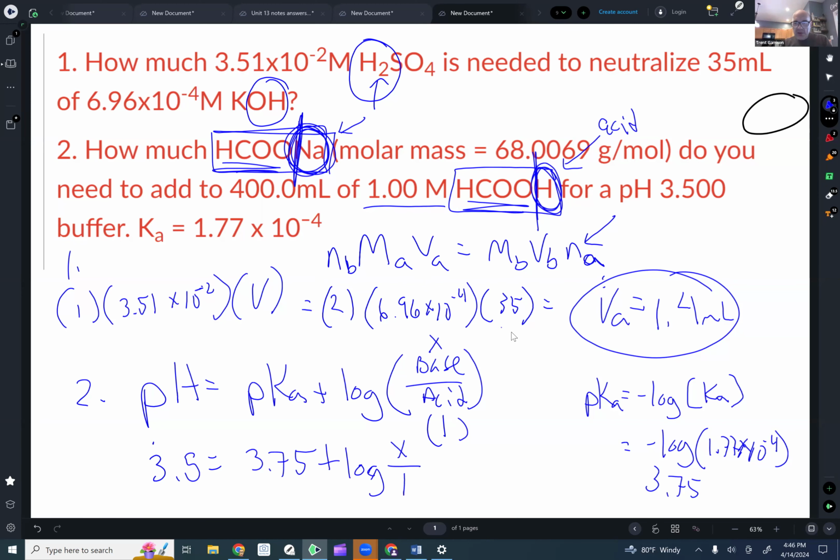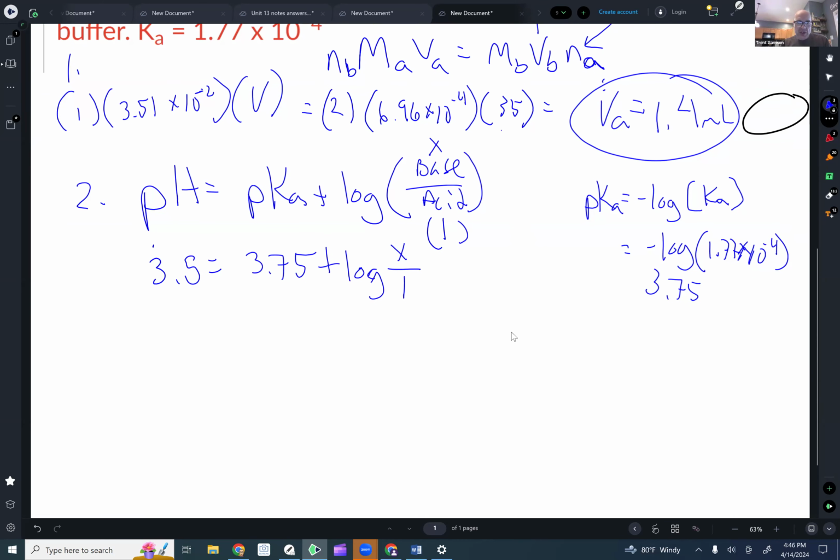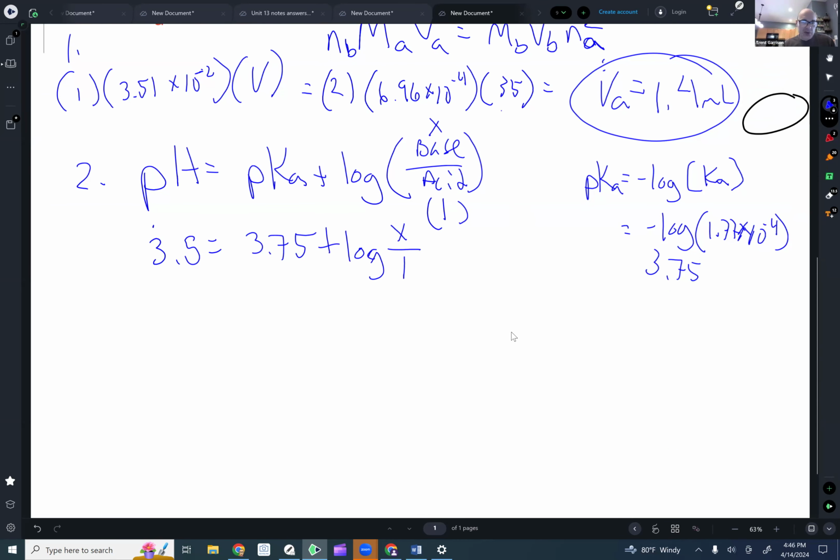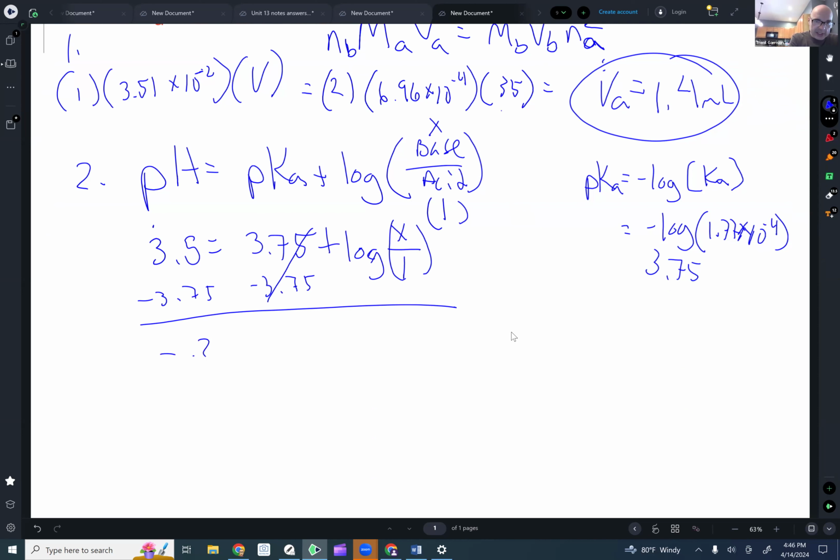Okay, so we have all of our values. We've just now got to try and clean this up through some algebra. So what we're going to do is subtract 3.75 from both sides, and that's going to cancel that out over there. What we'll end up with is negative 0.25 is equal to the log of x over 1.